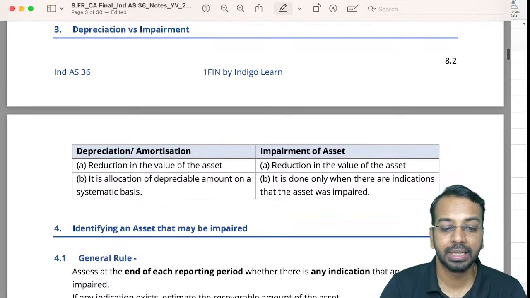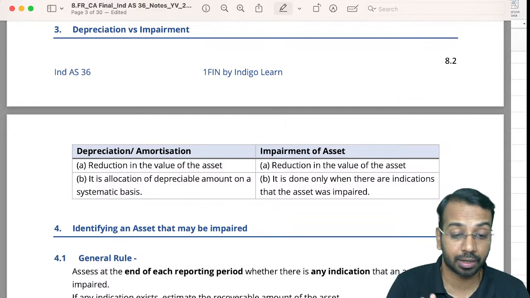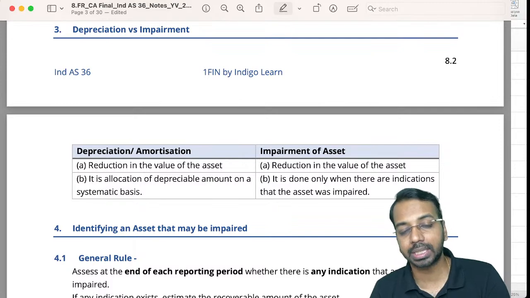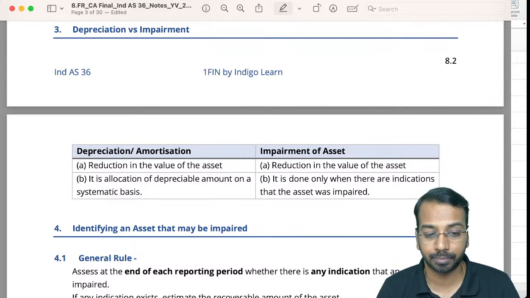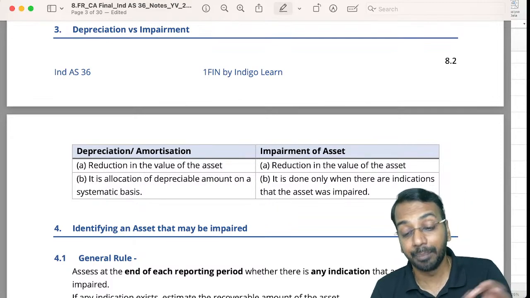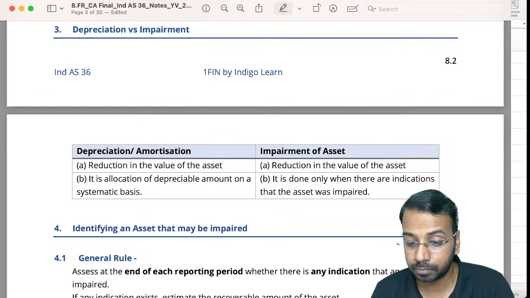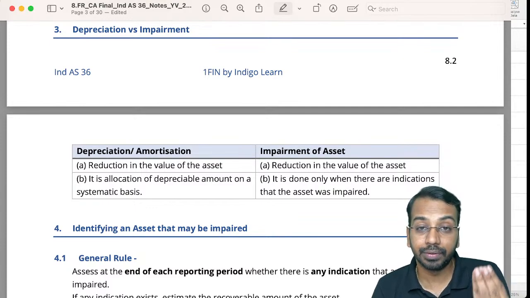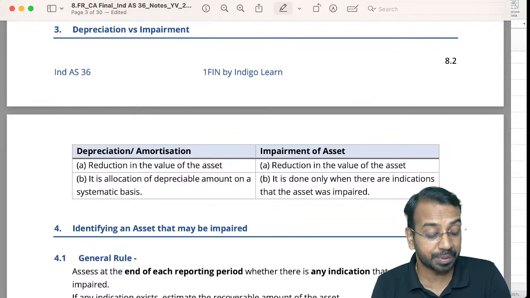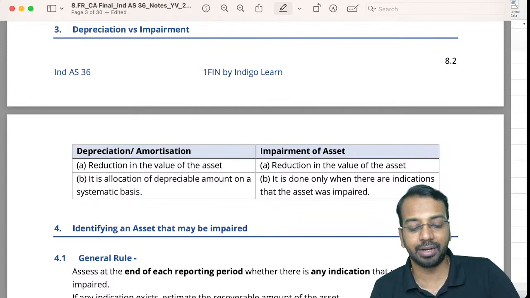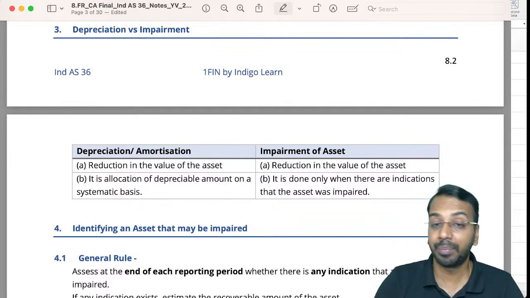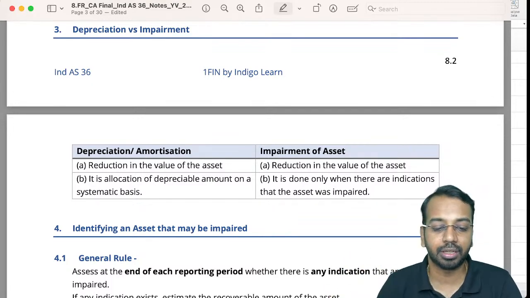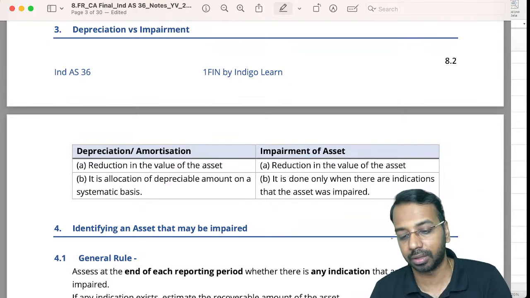Now, two important aspects. Depreciation versus impairment, both of these are not same. Depreciation is allocation of depreciable amount on a systematic basis over the life of that asset. Okay, so that is one thing. But for impairment, we will check whether there is some kind of loss. Depreciation will keep on charging. We have decided, okay, 10% depreciation will keep on charging. Impairment, on the other hand, we will see, is there some kind of loss, and then we will calculate the impairment of that particular asset.